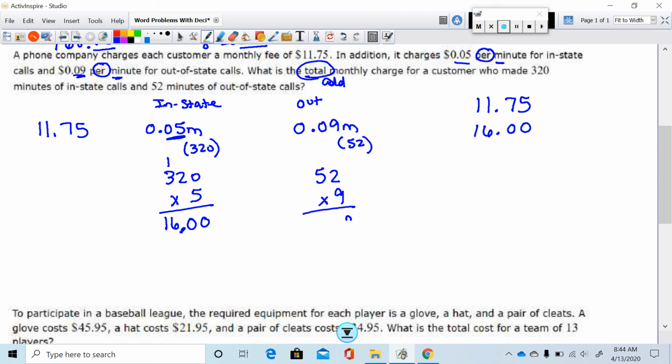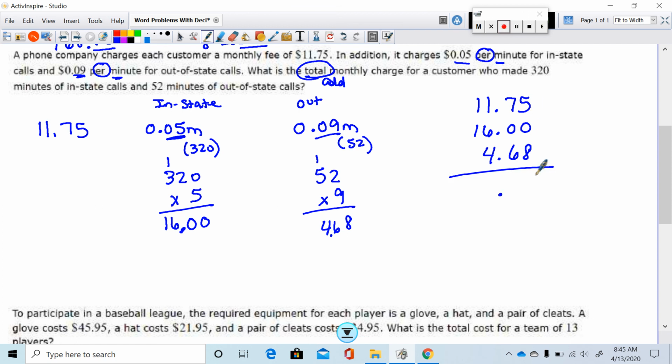2 times 9 is 18, carry the 1. 9 times 5 is 45, plus 1 is 46. 2 numbers after the decimal means 2 numbers after the decimal. So that's $4.68. You want the total, you line up your decimals.